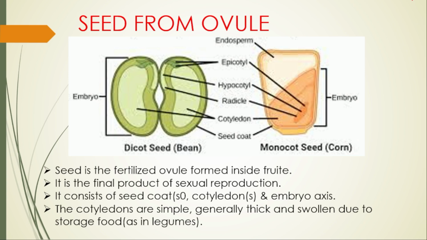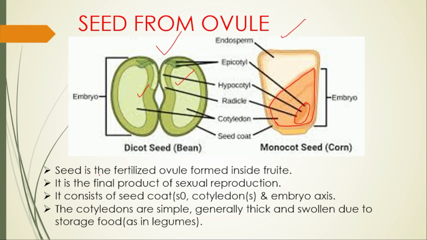Now let's move to the next portion, that is the seed from the ovule. How does the ovule give rise to the seed? This is the dicot seed, and this one is the monocot seed. In the monocot there is only one cotyledon. This is the cotyledon. Inside there is an embryo. So overall this thing is the embryo, and here there are two cotyledons, this one is one and this one is two.